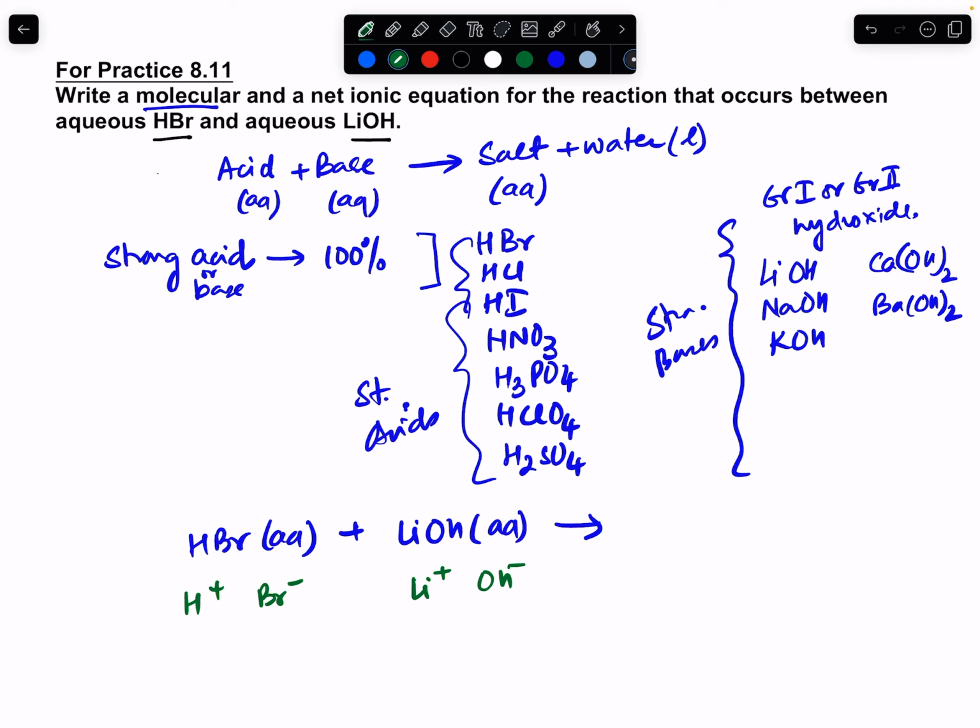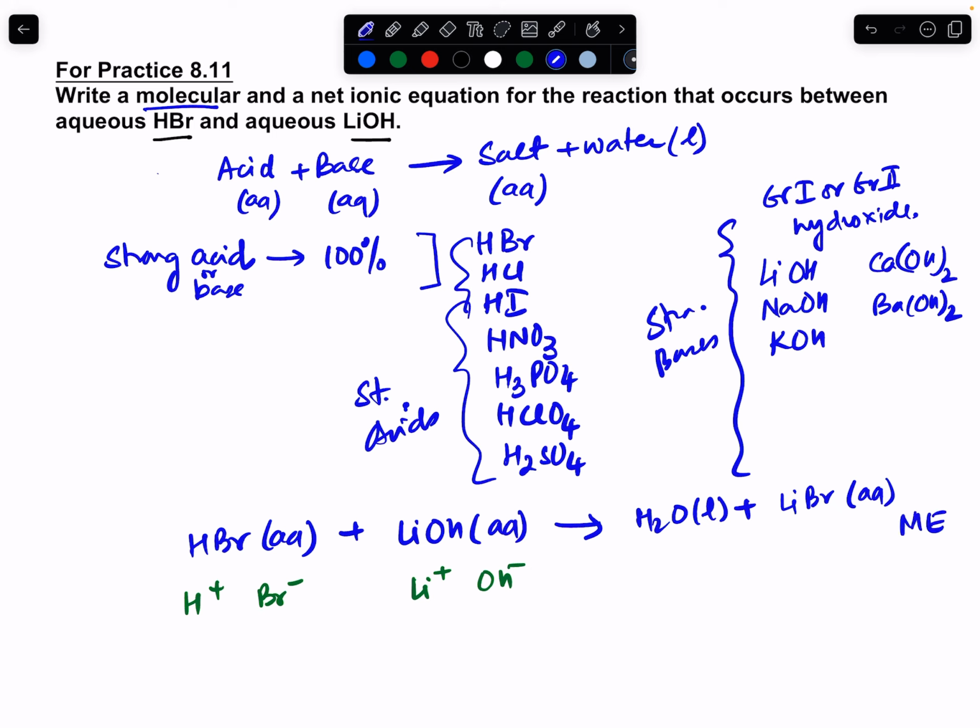Now I'm going to switch the ions around. So I'm going to crisscross applesauce to kind of predict the product. So let's combine the H plus with the OH minus. That's going to give us water. So that's going to be H2O, liquid, plus the remaining two, it's going to be LiBr. That's going to be the salt, LiBr, and that is going to be AQ. All right, so there is our molecular equation.